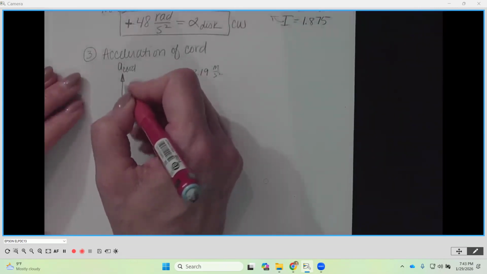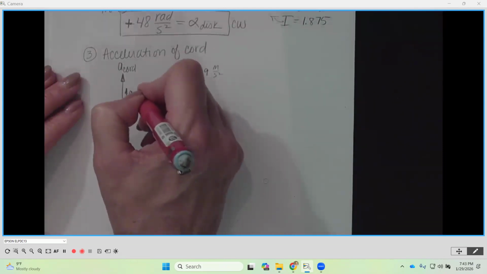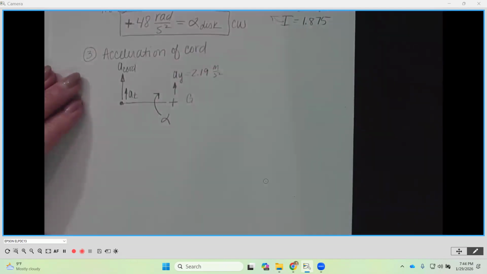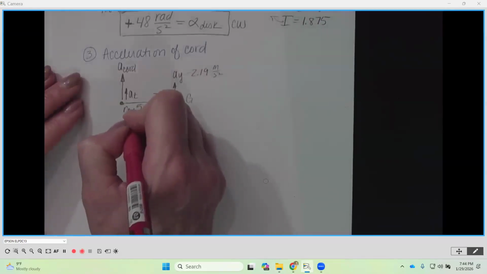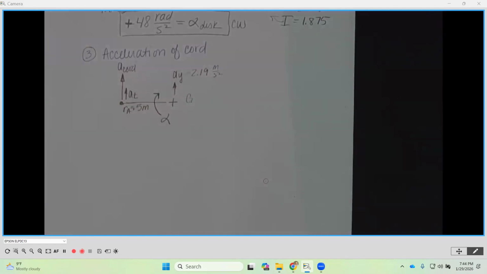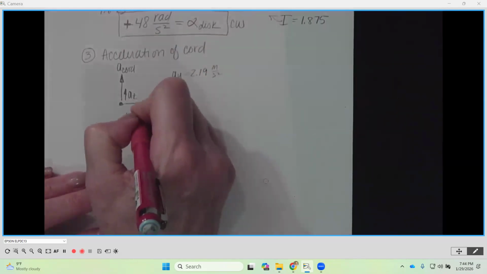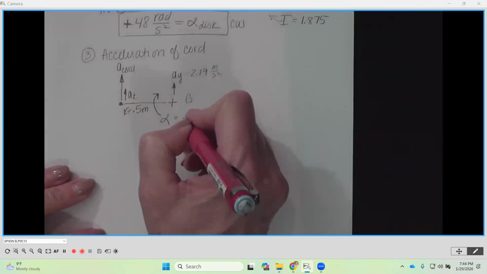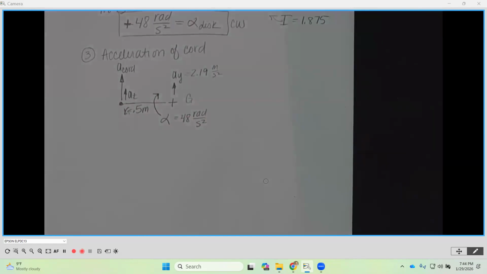And then the cord out here has a tangential acceleration due to the angular acceleration and the radius of 0.5 meters. So this would be the radius, this is just the radius, 0.5 meters, okay? And we know this angular acceleration is 48 radians per second squared.